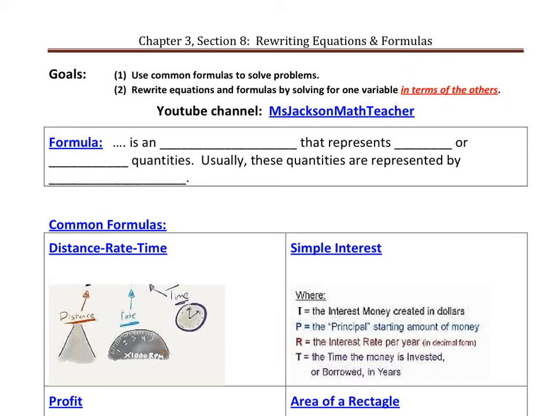That means you're going to get one variable, a chosen variable, on one side of the equal sign, and on the other side of the equal sign may not be a number, but an expression with other variables in it. That's what in terms of the others means.